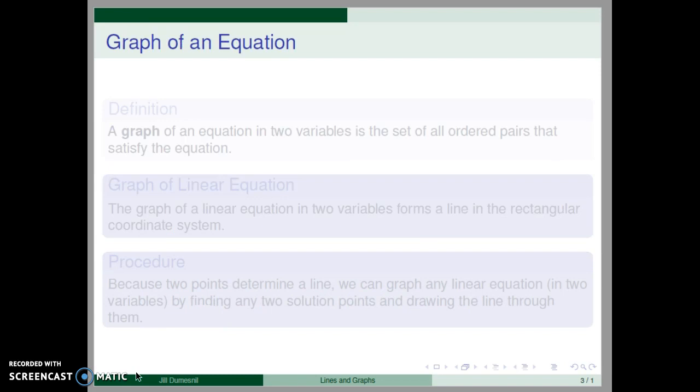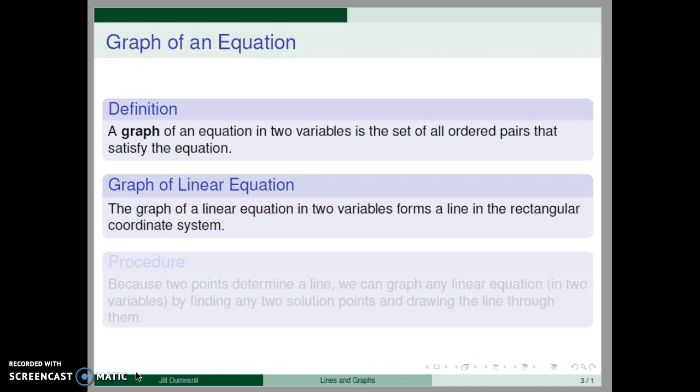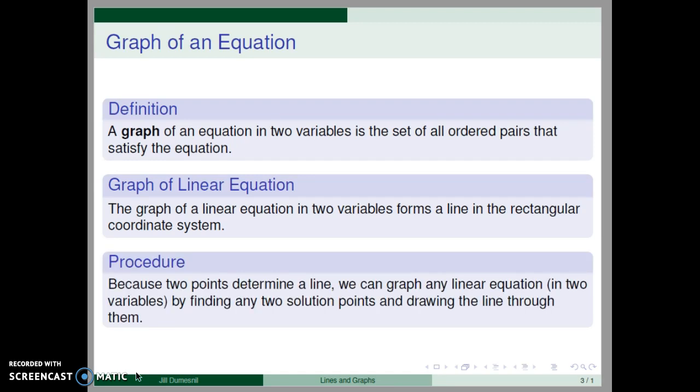Let's consider the general notion of the graph of an equation. A graph of an equation in two variables is the set of all ordered pairs that satisfy the equation. We often describe the set of all such ordered pairs by sketching a picture for illustration. The graph of a linear equation in particular is a line in the coordinate plane. To graph a given line, it is enough to find any 2 points on the line and connect them.